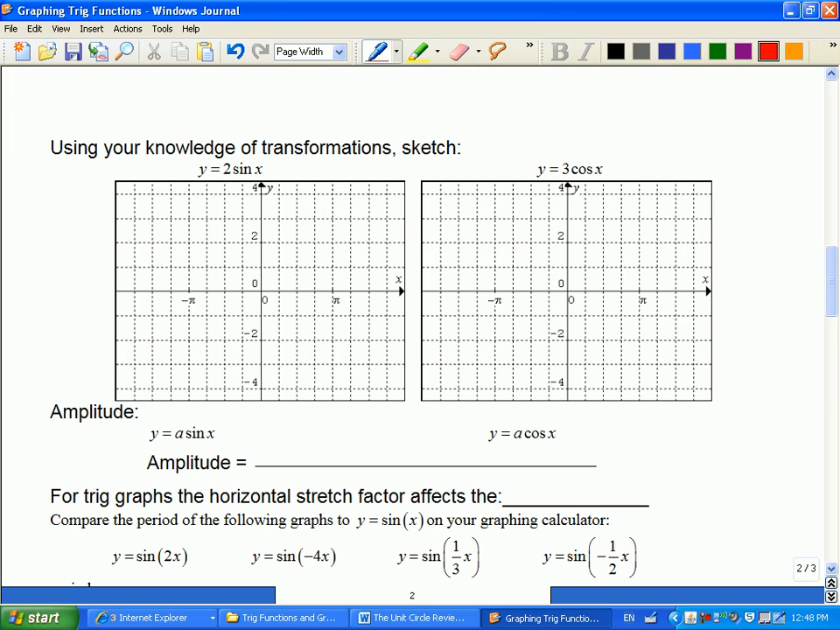Okay, so again, you're just getting used to the pattern now, but hopefully it's sinking in. You're going to start at the center, and you're going to go up. This time, here's 2 pi. So here's my quarters.